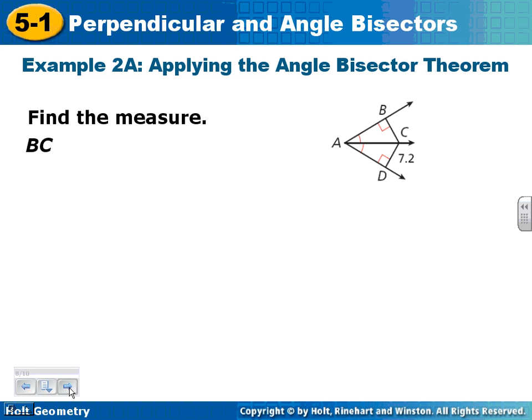Find the measure of BC. Well, I'm looking and I see this arc mark and that arc mark, which tells me this ray AC is my angle bisector. And the theorem then tells me I can put a tick mark there and a tick mark there. So if the bottom one is 7.2, that has to be 7.2. So BC is 7.2, which would be my answer.